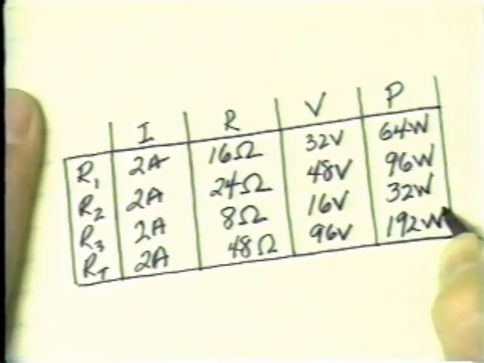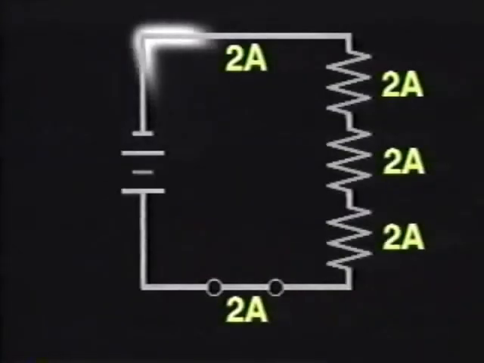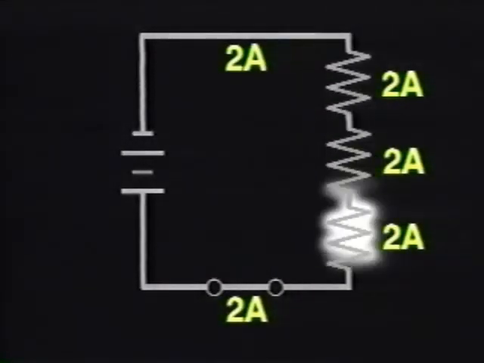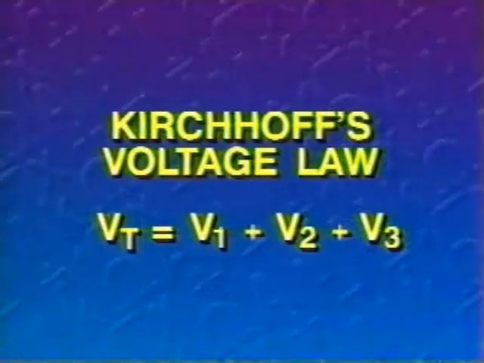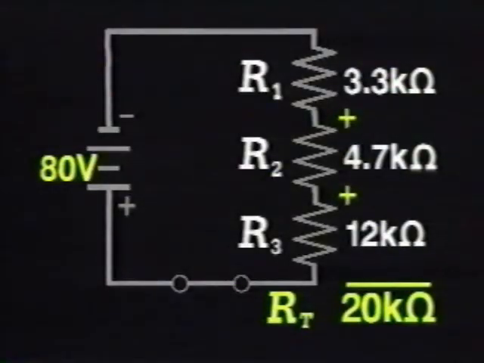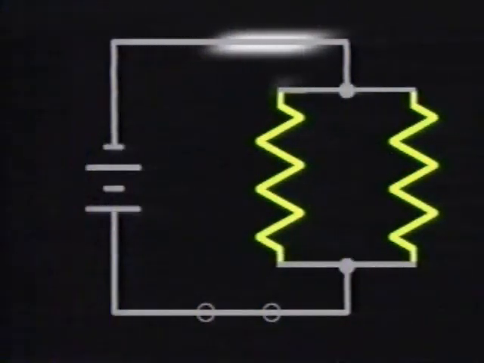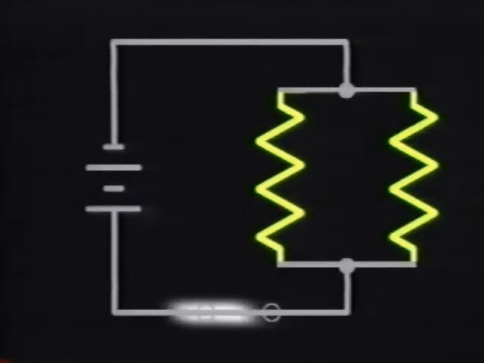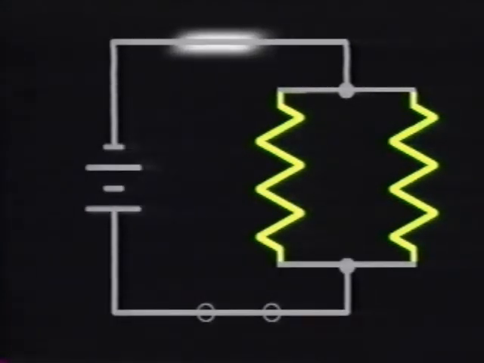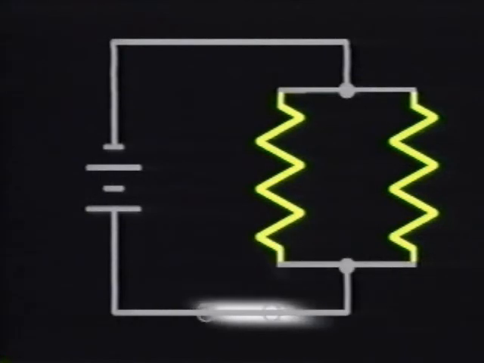Let's stop here and review. Current is the same in all parts of a series circuit. Kirchhoff's voltage law states that the sum of the voltage drops in a series circuit is equal to the voltage source. Total resistance is the sum of the individual resistances. Total power is the sum of the power used in each resistor. In the next program, you will solve for unknown variables in parallel circuits using Ohm's law and the power equation.